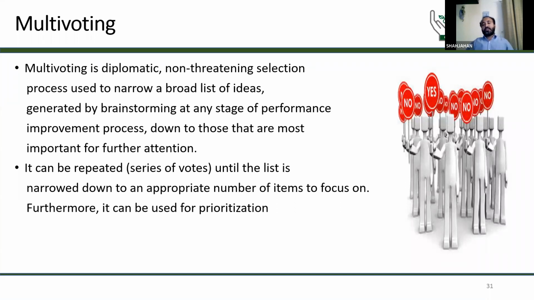In the multi-voting technique, we just say for each idea which is more important, yes or no, yes or no. So we will narrow down from the larger number to the smaller number.